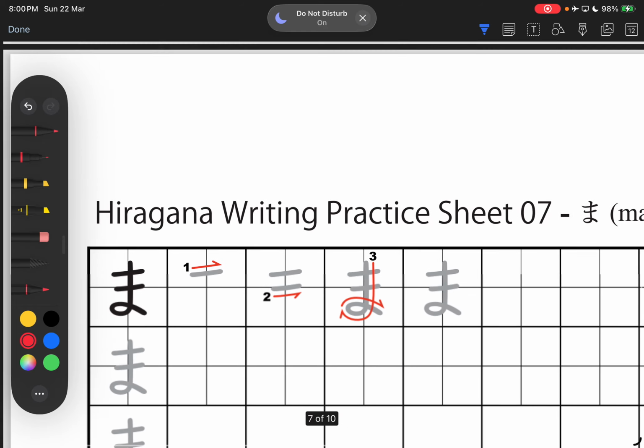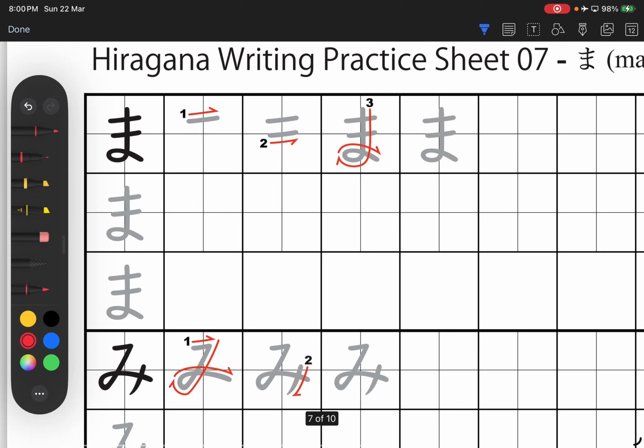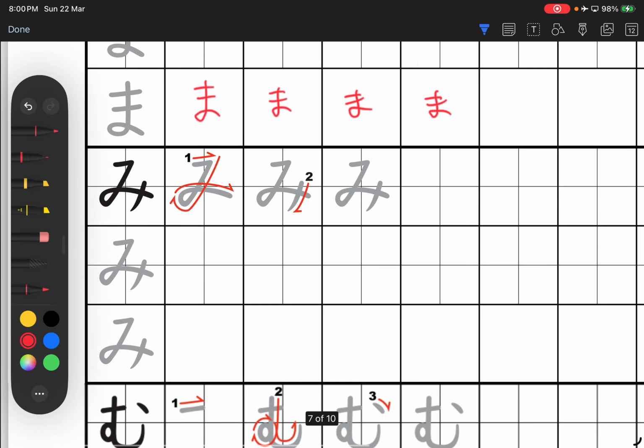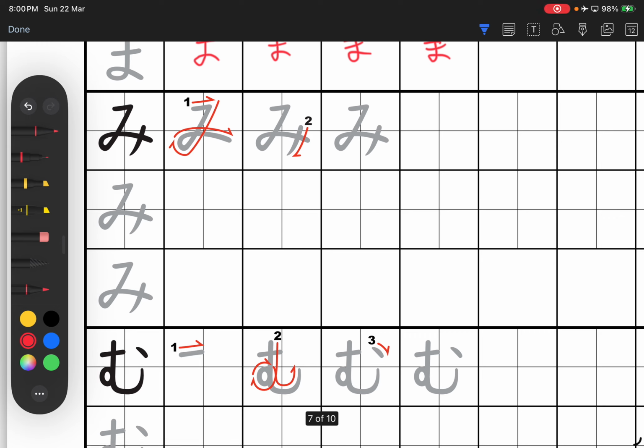Okay, moving down, we have ma. Equal sign, then one long alpha tail. Very simple. Next we have mi. So mi, horizontal line first, come down, loop once, and then another line. Sorry, not horizontal, slanted line.